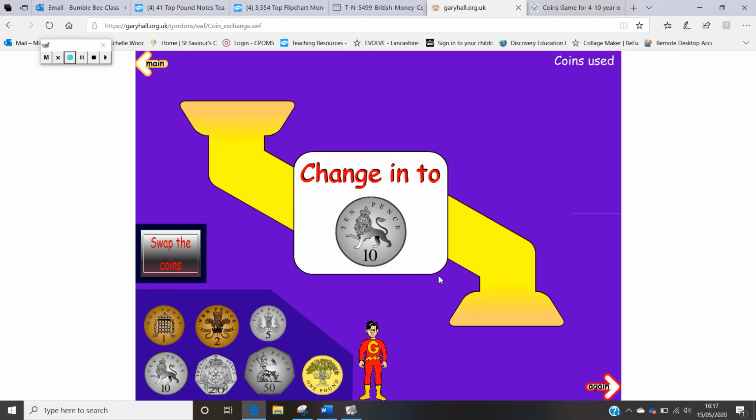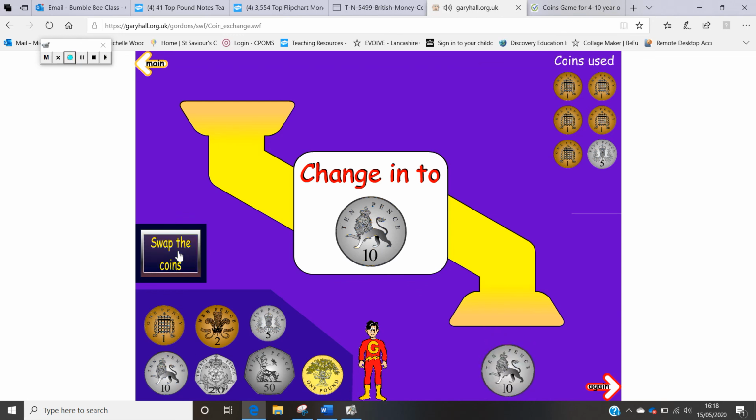So let's go for 10p. So I'm going to pop some coins into the machine and change it into 10p. So I'm going to put 1p, 2p, 3p, 4p, 5p, and then I'm going to use a 5p coin, because that will give me 5, 6, 7, 8, 9, 10. So I'm hoping that when I click swap the coins, a 10p is going to pop out of the bottom. And I'm absolutely right.